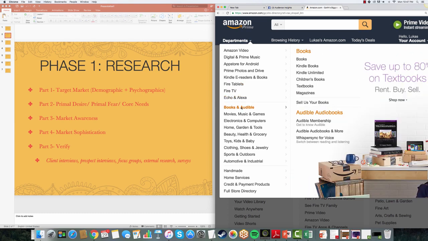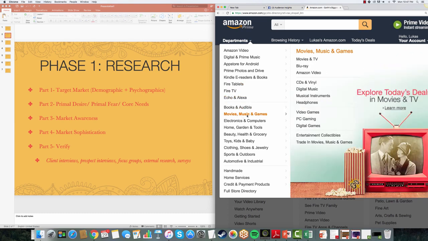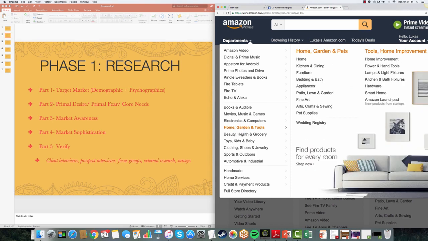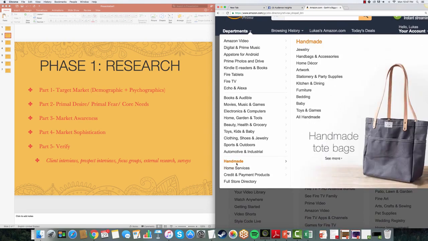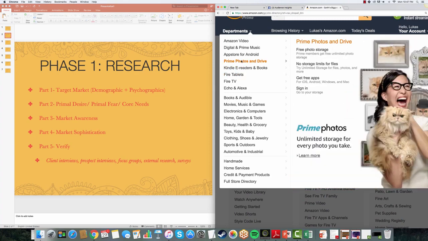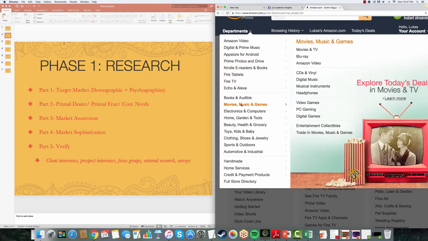And then we go into books. Obviously, that's where it started. Movies, music and games, electronics, home, garden and tools, beauty and health, toys, clothes, sports, automotive. And then all the way down here to handmade stuff and home services. So here on Amazon, you have a wealth of different types of products that you can start researching. As you come over here, you can see the different types, all broken down into categories. So the odds are, if you are selling some sort of consumer product, it's going to be on Amazon, or the competitors for that product are going to be on Amazon.